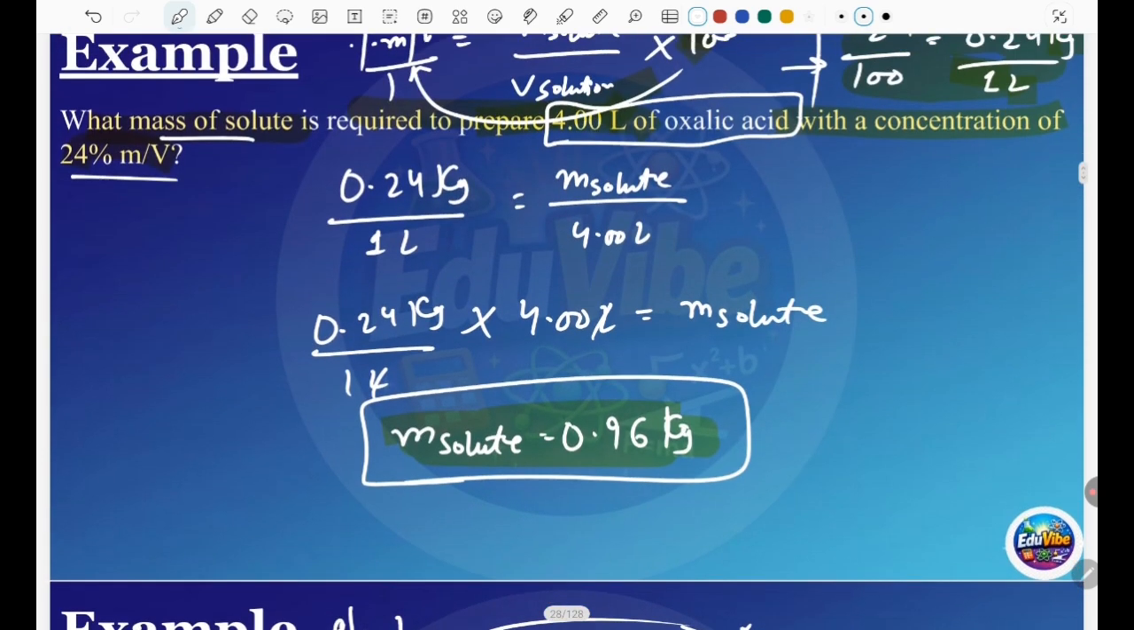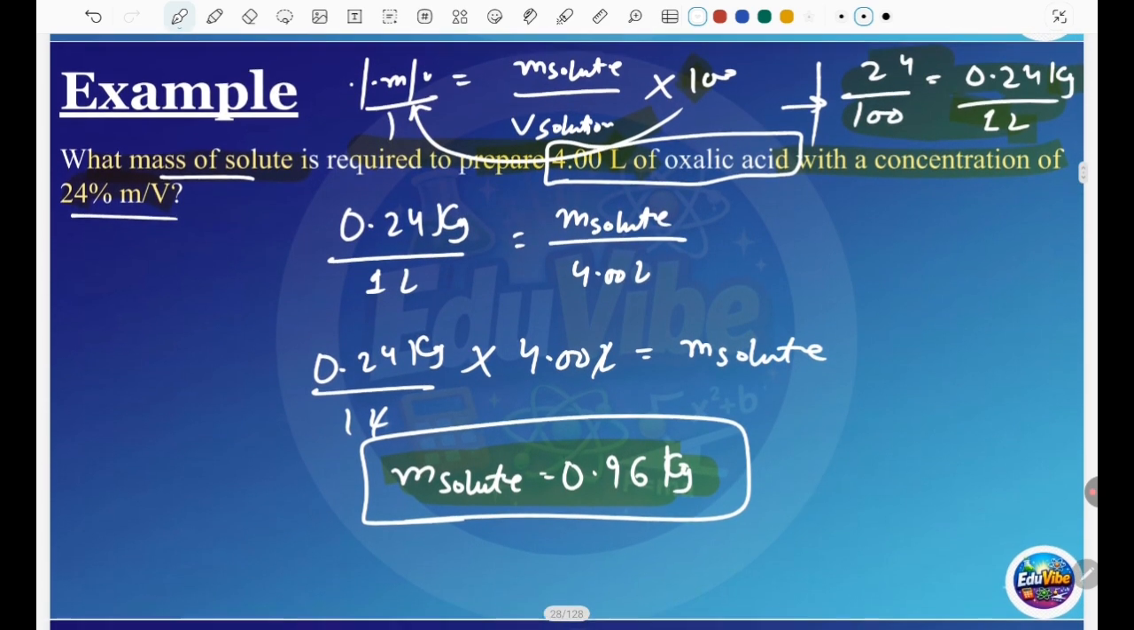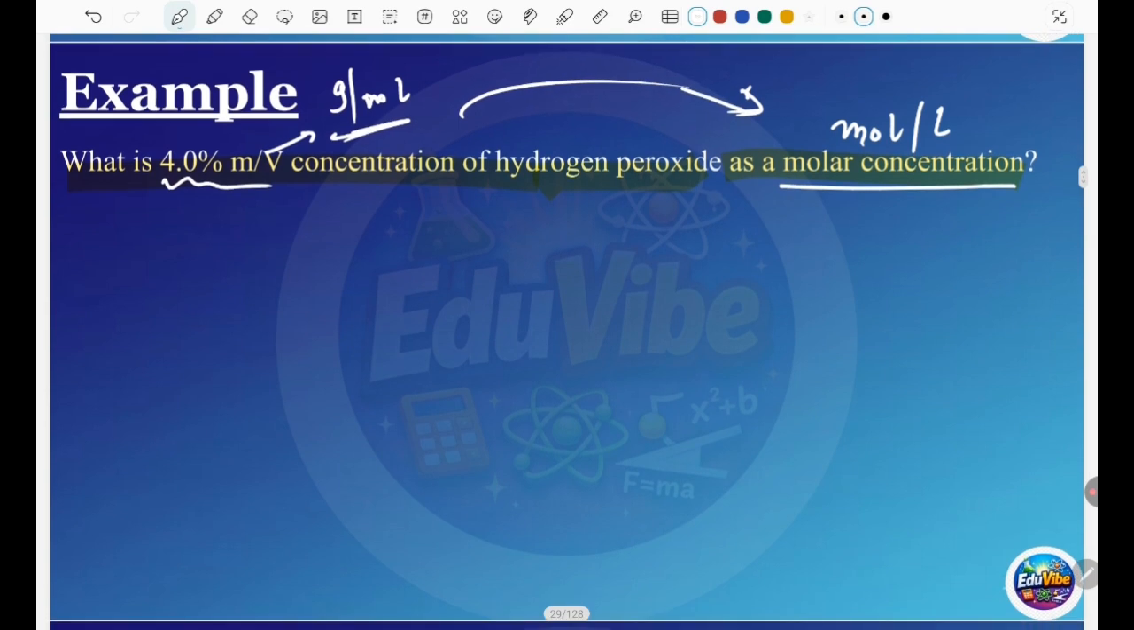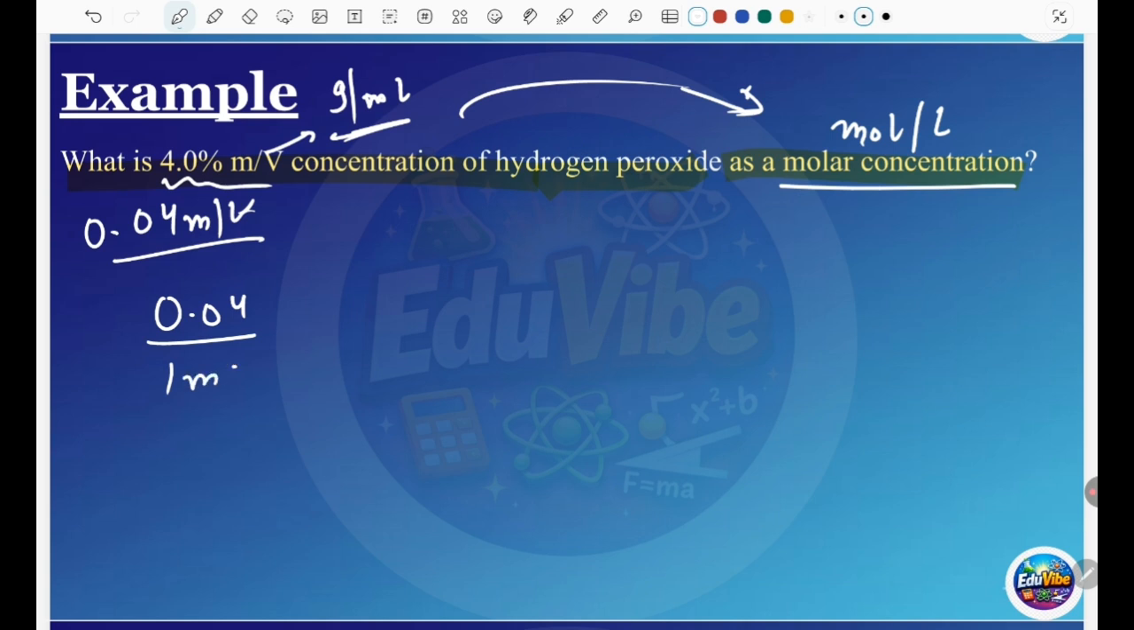Basically, as we did over there, first you multiply by 100. That's 4.0 multiplied by 100. We have 0.04 mass and volume, and you take grams per milliliter. So you have to write 0.04 divided by 1 ml. This has to be grams.